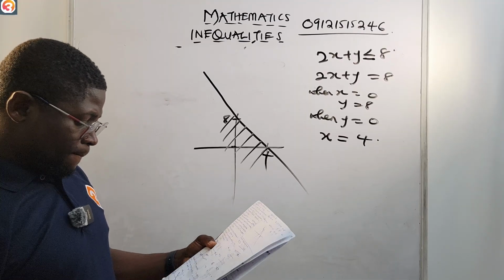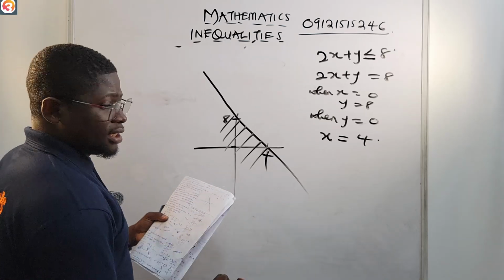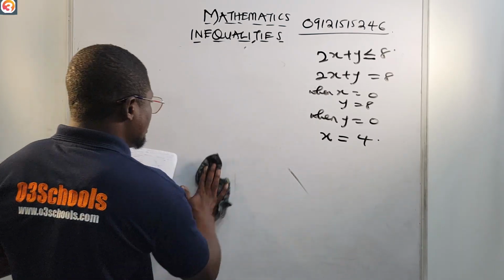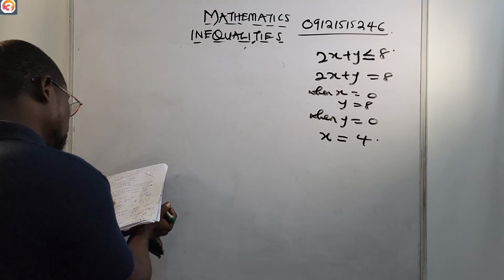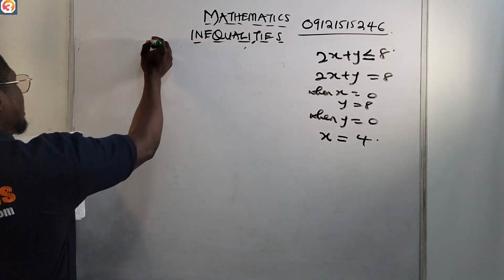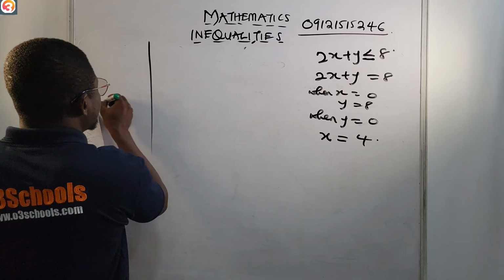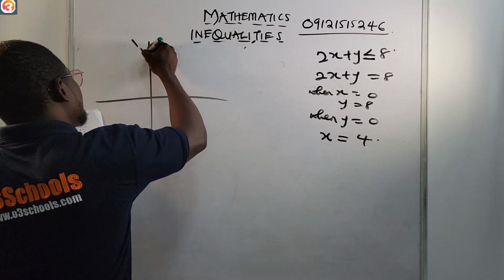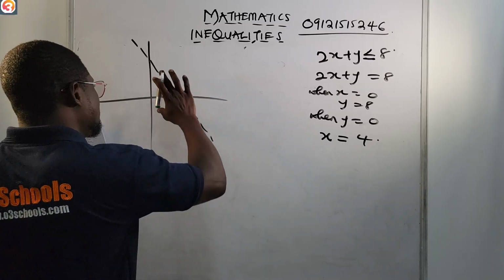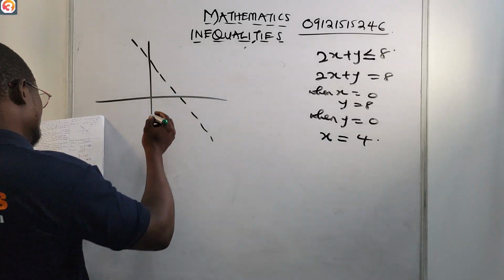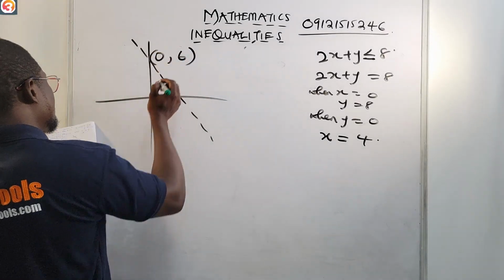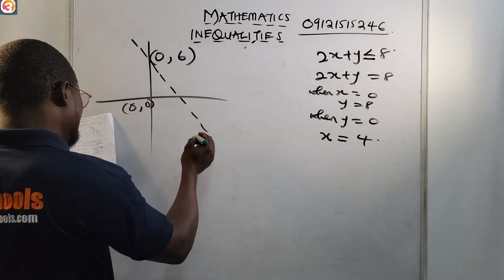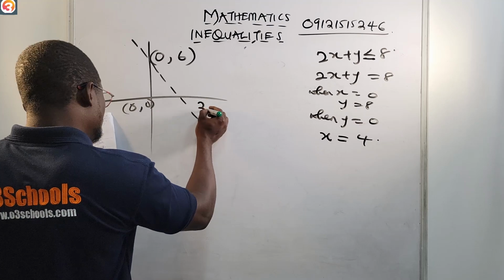Let us see this question in the O3 School JAMB app. This is a year 2000 question, number 33. You are given a question like this. First of all, if you see a broken line, you know that it's a strict inequality. We have 0, 6 here, 0, 0 to show the origin, and then here we are given 2, 0.